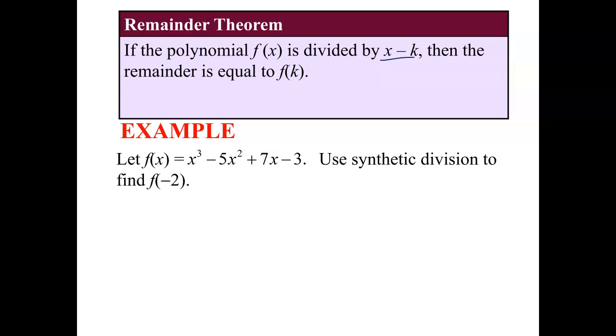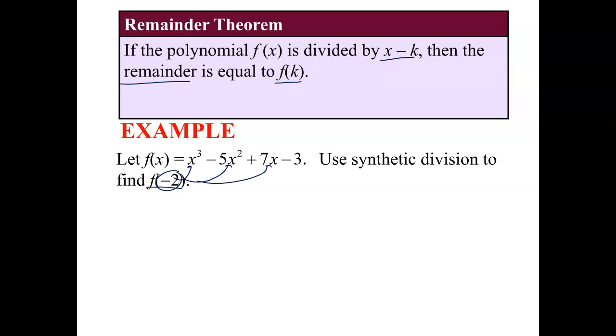If we can do synthetic division, then the remainder is equal to what we would get if we had plugged that value into our function. So I have this polynomial and I want to use synthetic division to find f of negative 2. If I wasn't using synthetic division, what would I do with this negative 2 in order to solve? I would plug it in for x, here, here, and here, and then I would evaluate.